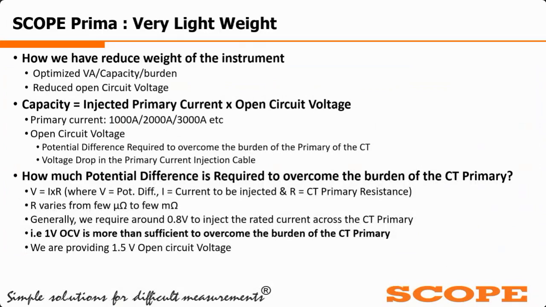Then how much potential difference is required, I have covered in previous slides. 0.85 or 1.12 volt is more than sufficient open circuit voltage for the injection of 1000 ampere or 2000 ampere. However, we are providing 1.5 volt open circuit voltage, which is more than sufficient after the optimization of VA, or optimization of the capacity of the instrument.